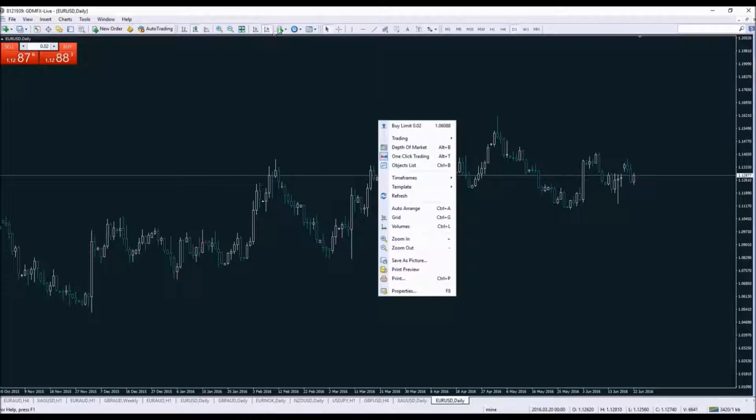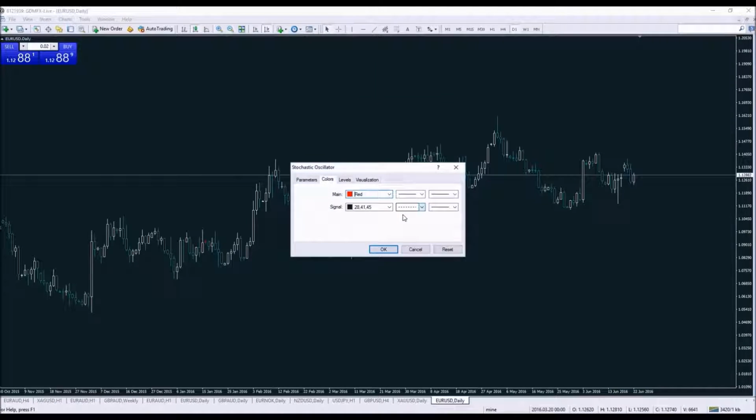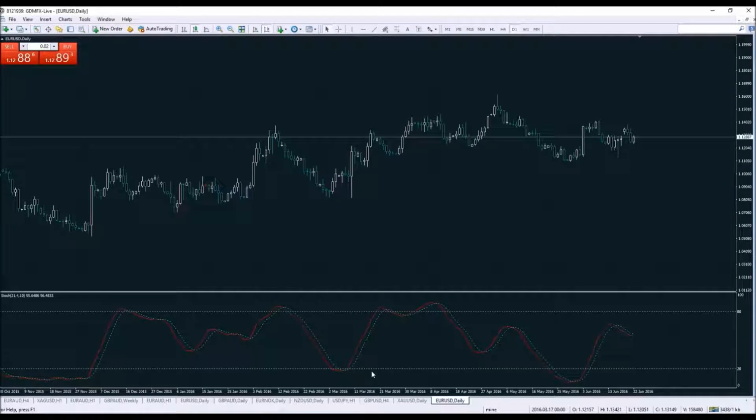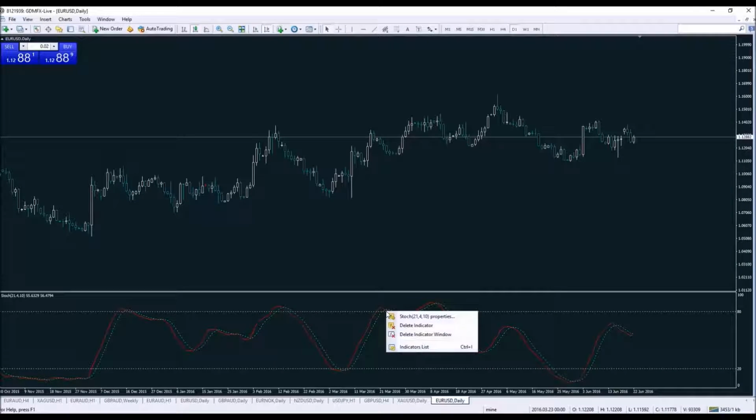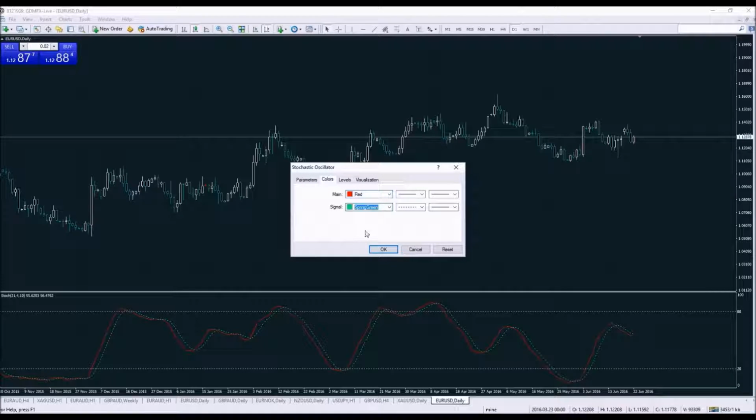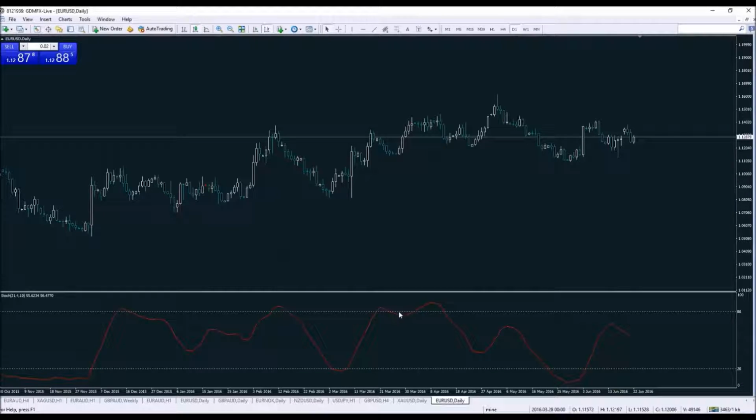However, if we want to use it with both lines, as we mentioned before, you can just pick any color here and input it. So basically this is what you are going to see. But the signal line, I don't really need it. Therefore, I'm just copying the background color and replacing the signal line's color with it, so that it basically disappears from my chart. It's still there, but you don't see it because it's the same color as the background.